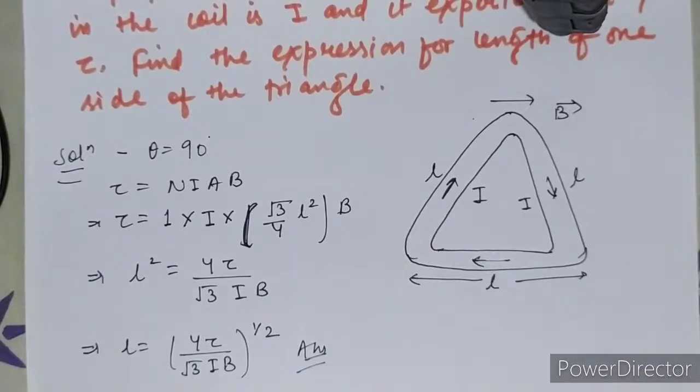This you have to remember, that the area for the equilateral triangle is root 3 by 4 L square. After putting this value, the question will become simple for you. It was asked for the expression for the length of one side of a triangle. That's it, nothing like a value. That's why I'm not writing its unit, centimeter or meter, because it was the expression first of all, and I don't know whether the length given is in centimeter or in meter.